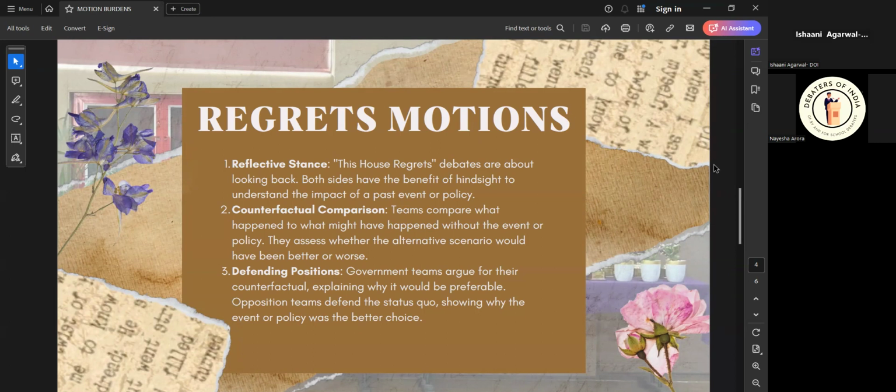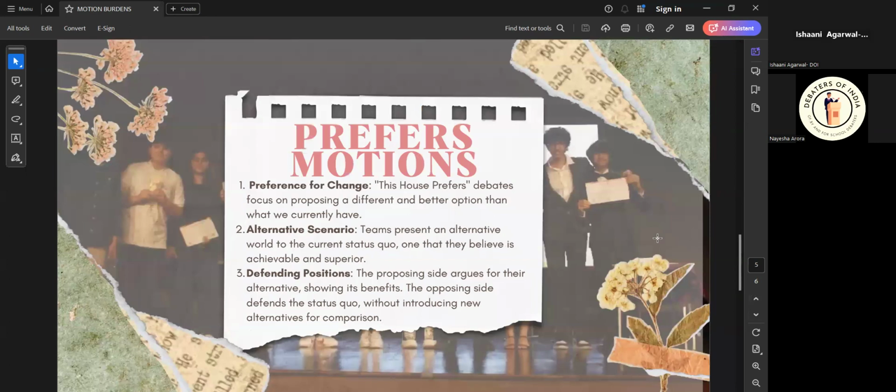Okay, over to Ishani. All right, now coming to the next type of motions, we have the THP motions or the prefers motions. Now, here, as the name suggests, you're talking about preference. So, you debate upon either proposing or opposing a better option than what we currently have. So, it's the policy or what the world will look like after the implementation of a particular change or a policy versus status quo, which is what we currently have, the world we're currently living in. So, this house essentially deals with an alternative scenario.